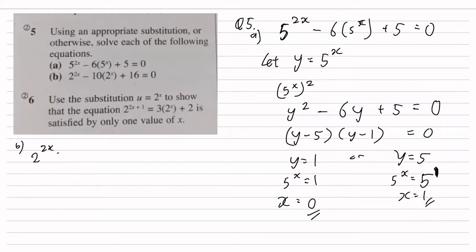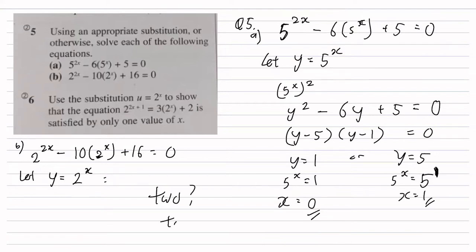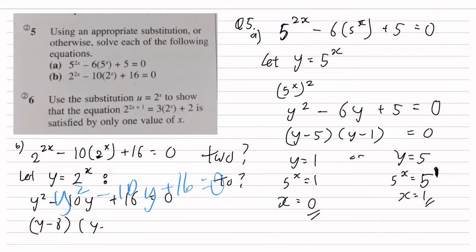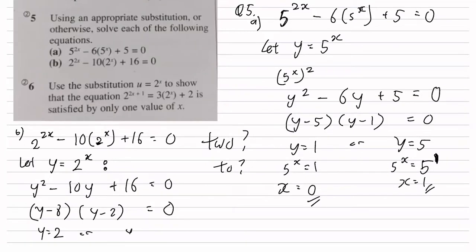2 power 2x minus 10 times 2 power x plus 16 equals 0. Let y equal to 2 to the power of x. Yes, continue. Very good. Factorize. I think it's y minus 8, y minus 2. Then y equals to 2 or y equals to 8.